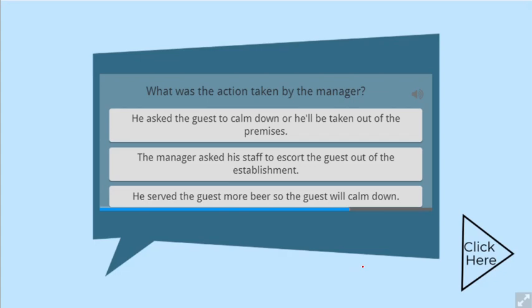Then we also have a question here: what was the action taken by the manager? Okay, not the wait staff, but the manager. He asked the guest to calm down or he will be taken out of the premises, or the manager asked his staff to escort the guest out of the establishment, or number 3, he served the guest more beer so that the guest will calm down. So it is obvious that the answer here is number 1. He asked the guest to calm down or he will be taken out of the premises.